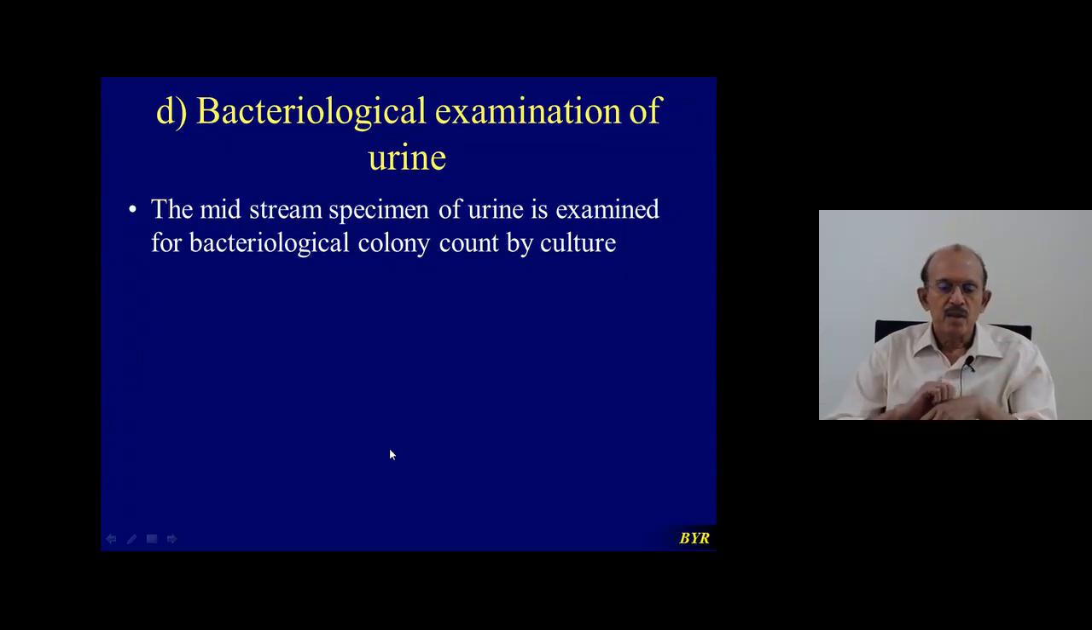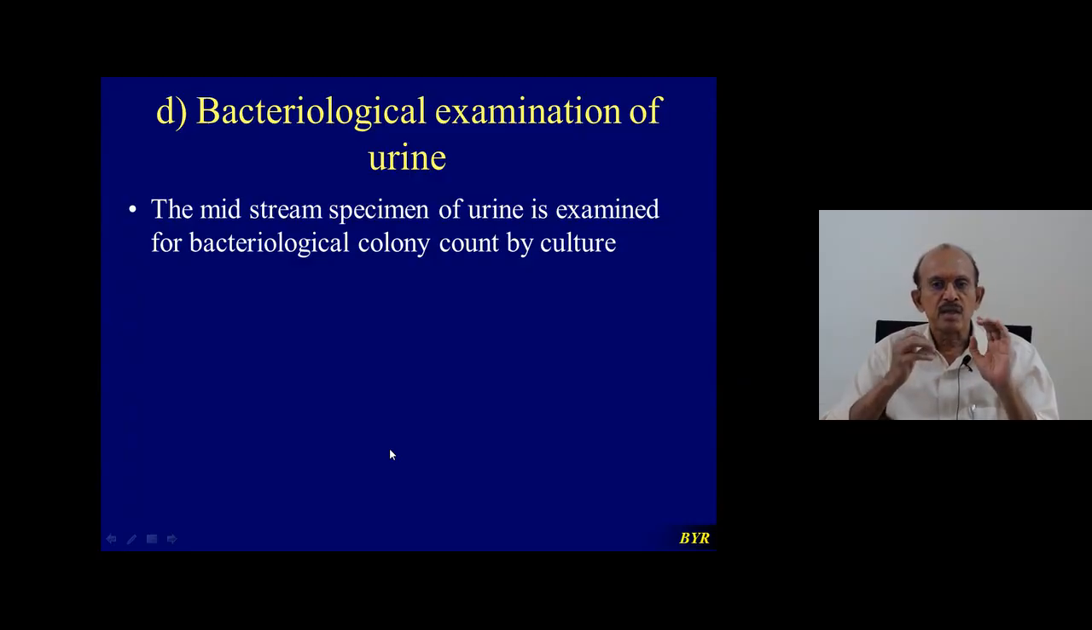Okay, the midstream specimen means the patient is given a bottle and is asked to pass urine in the bottle, collect the urine in the bottle. How does he have to collect? He has to leave the first few ml of urine. So he has to pass the urine out. Then he has to collect the urine. Not the last part, not the first part. The middle part has to be collected. This is called midstream specimen.